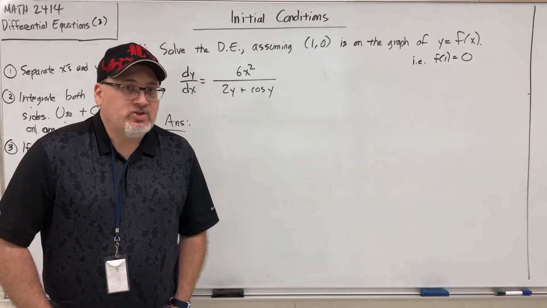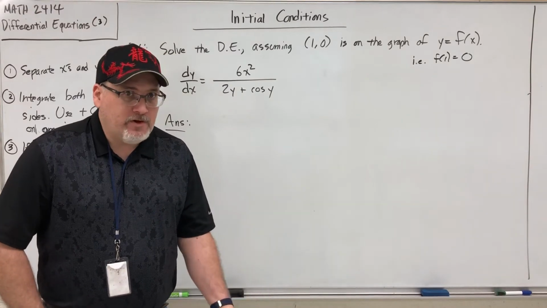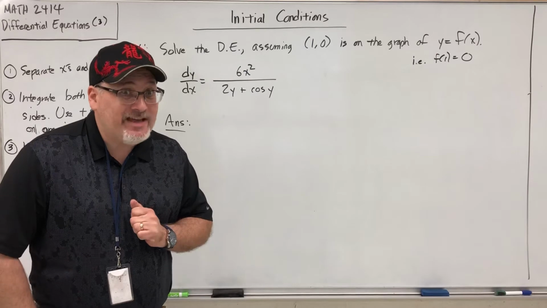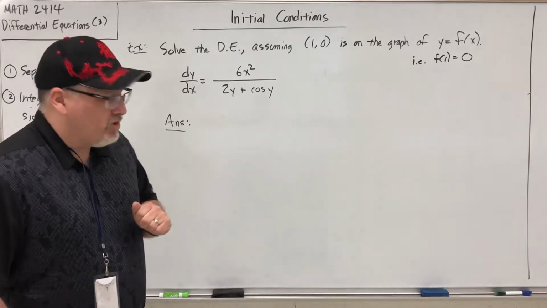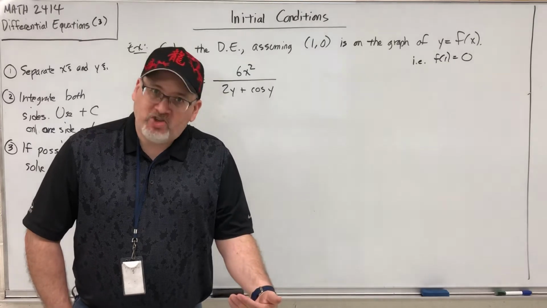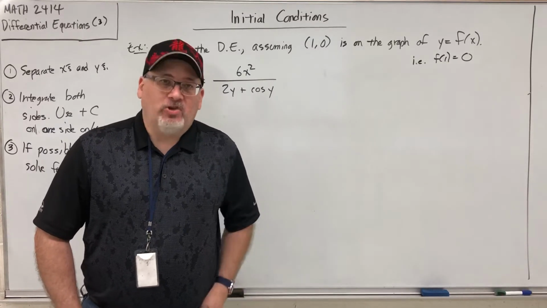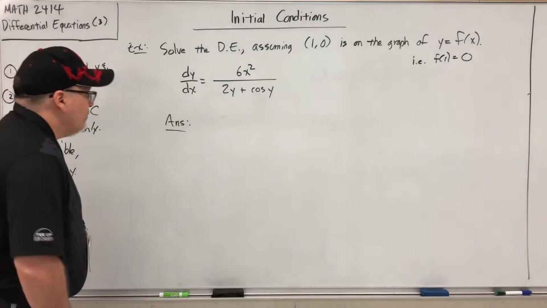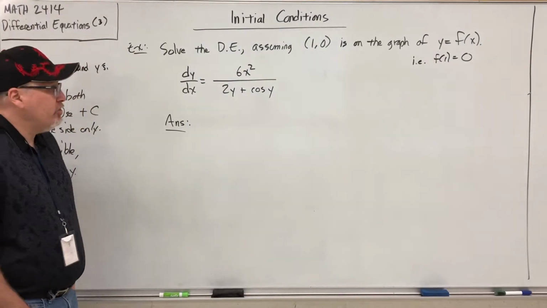The answer is we solve the differential equation generally, so get the solution that has the plus c in it, and then use the initial condition in the solution to find the missing value for c. Then we'll have our particular solution that doesn't have an unknown constant. But first we have to solve the differential equation.